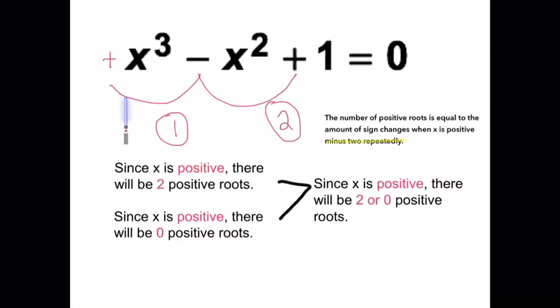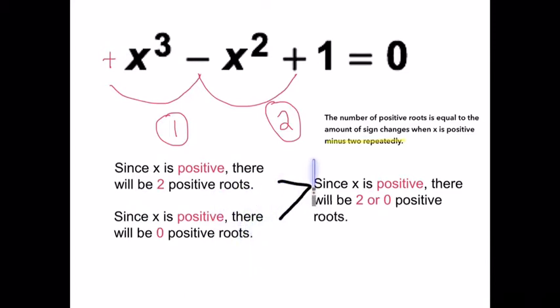You could do the rational root theorem, but we're going to do this Descartes' rule of signs first so we could find out how many positive and negative roots there will be. So I like to write a little plus sign at the beginning if x is a plus, because it just helps me remember. And so now you're going to count the sign changes. So plus to a minus, that is one sign change. Minus to a plus is the second sign change. So since x is positive, there will be 2 positive roots because there are 2 sign changes.